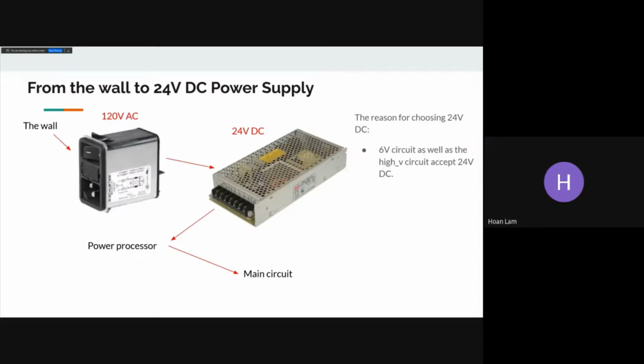From the wall to 24 volt DC power supplies. So the reason for choosing 24 volt DC is because the 6 volt circuits as well as the high volt circuit accept 24 volt DC. On the left is the layout. So from the wall to the switch, which has a built-in safety feature and a switch, so you can turn the whole thing off and on when you want to. And that will be connected to a 24-volt DC transformer. The 24-volt output will then go to the power processor, and then the output voltages from the power processor will go to the main circuit.